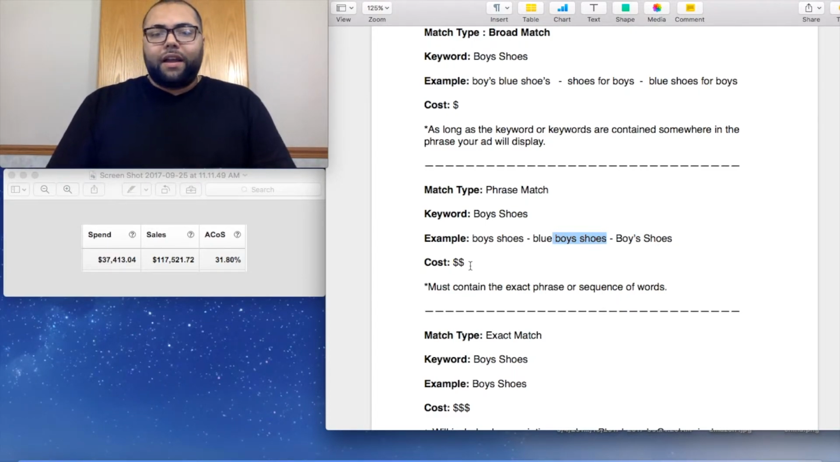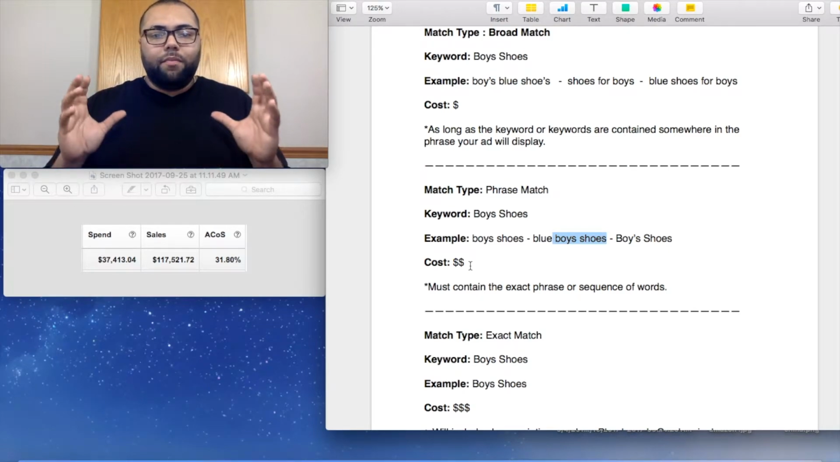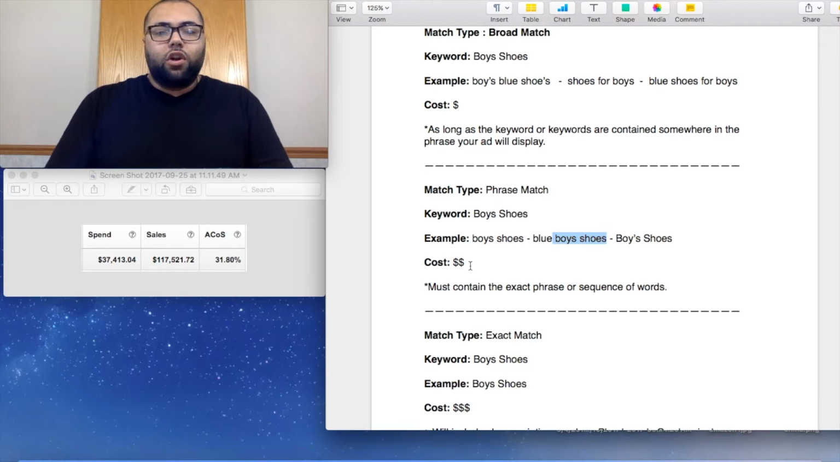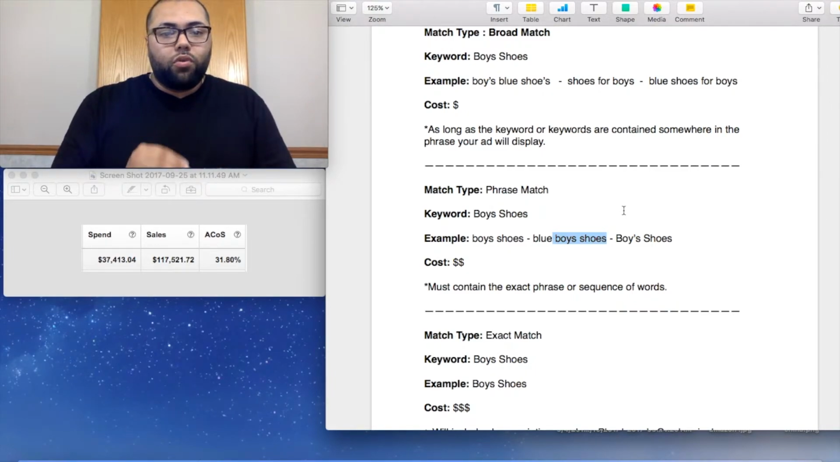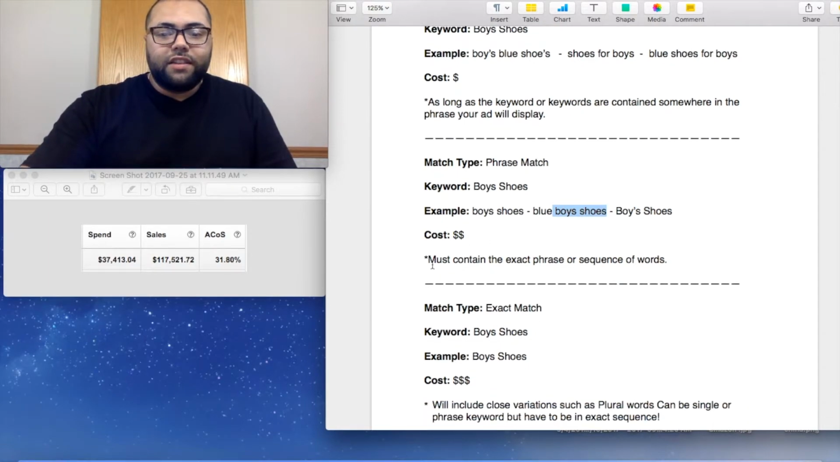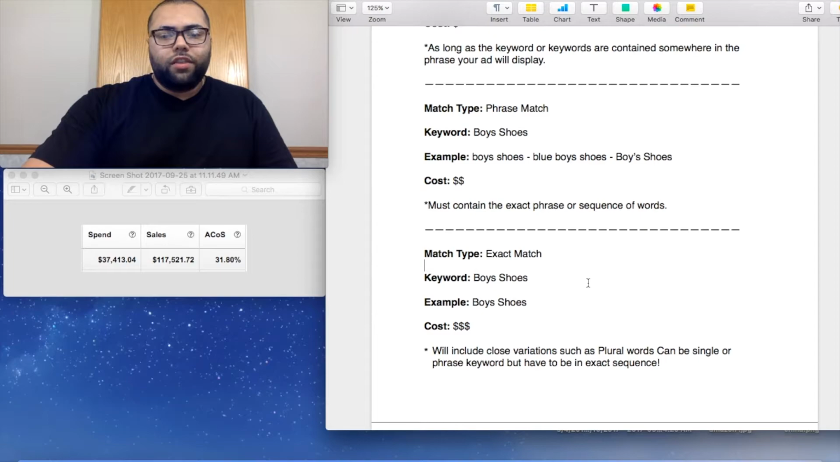Like I said, with broad, you're trying to get the most amount of impressions that you can. You're basically buying data and you're fishing to add keywords. Now you can run profitable broad match campaigns. Every keyword, every niche, every category is different. Your phrase match is going to be a little bit more profitable. It's going to cost a little bit more money, but you're getting more honed in customers going to your product. And here you can see an asterisk that says you must contain the exact phrase or sequence of words. All right. Moving on to the third match type, which is exact match type.